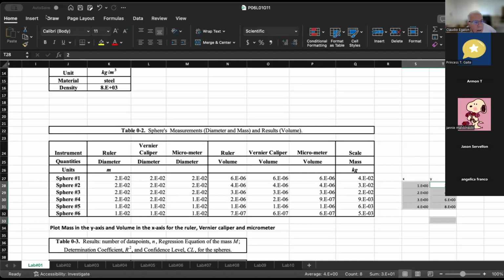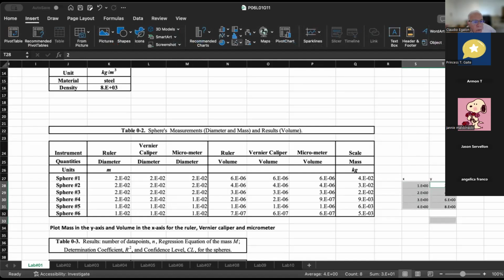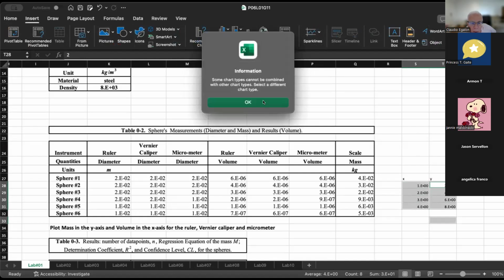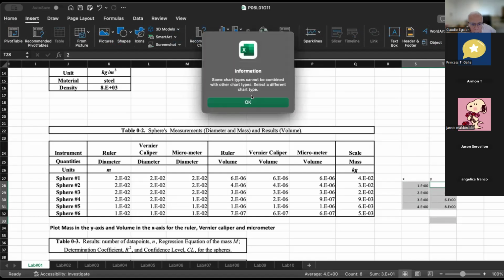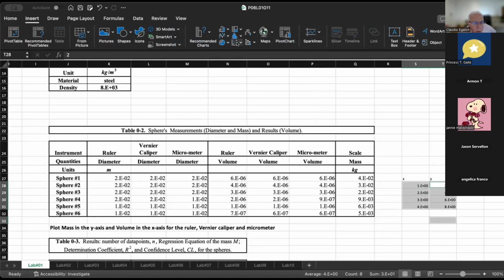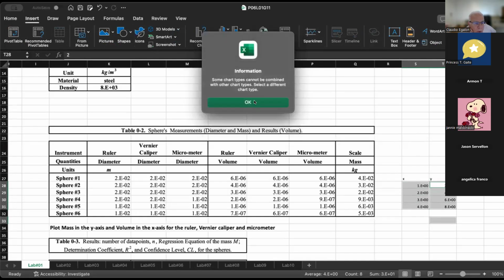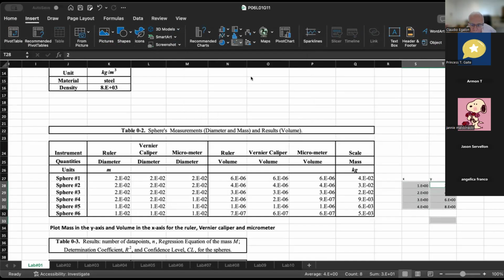That is okay. Go to the insert. Click it. It says some chart types cannot be combined with other chart types. Select. Yeah, weird. Okay, maybe you clicked the wrong chart. No, I clicked the scatter plot. Okay. I don't know what's going on.